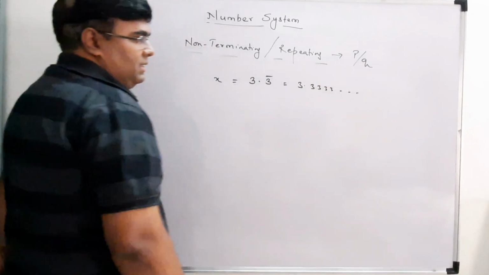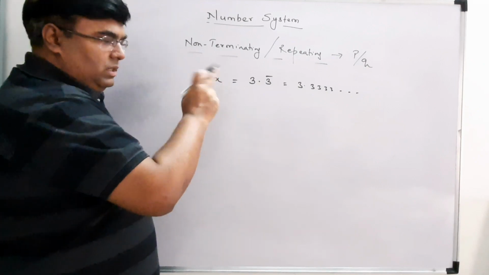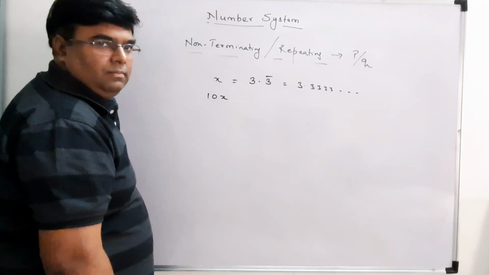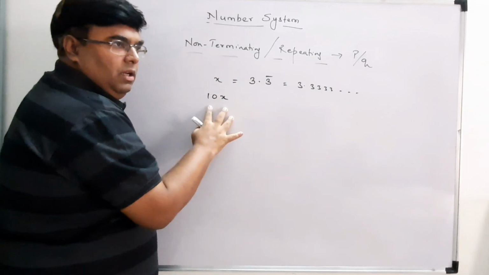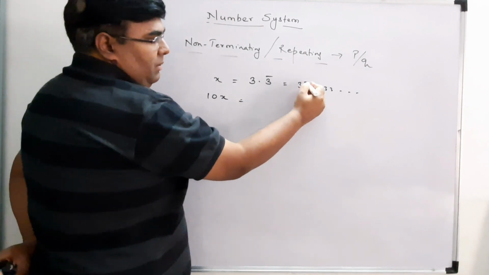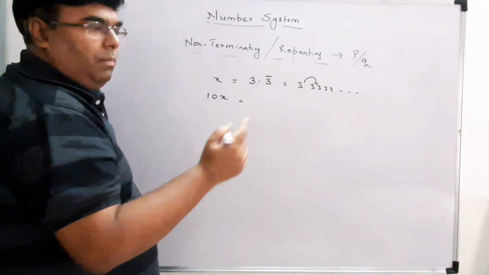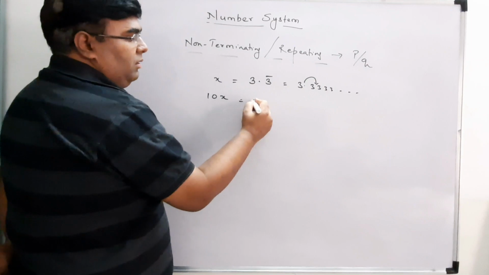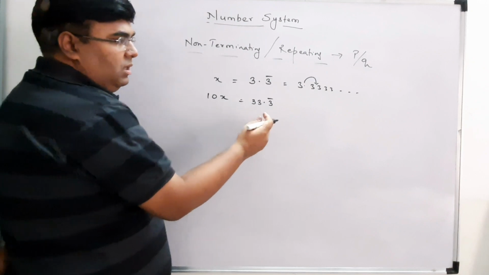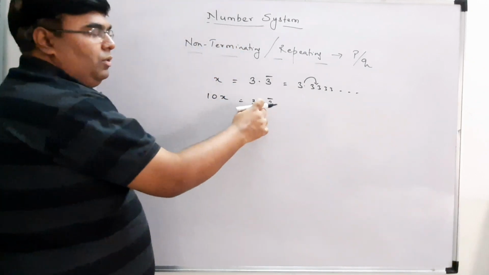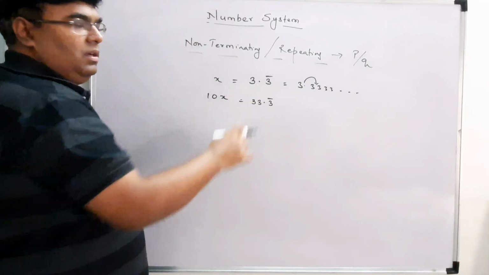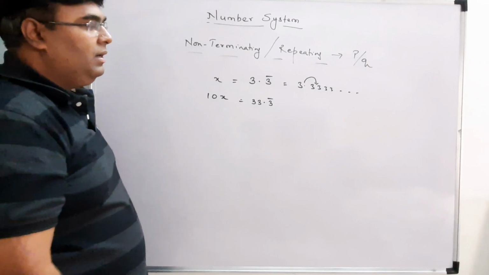What is this? This is 3.3333, like this, correct? So if you multiply both sides by 10, this will become 10x, right? If you multiply x by 10, you will get 10x, and if you multiply this number by 10, your decimal will get shifted by one place. So it will be 33 point 3 bar, I have written 3 bar because you will get again 33333. So by multiplying this we have got 33.3 bar and 3.3 bar.